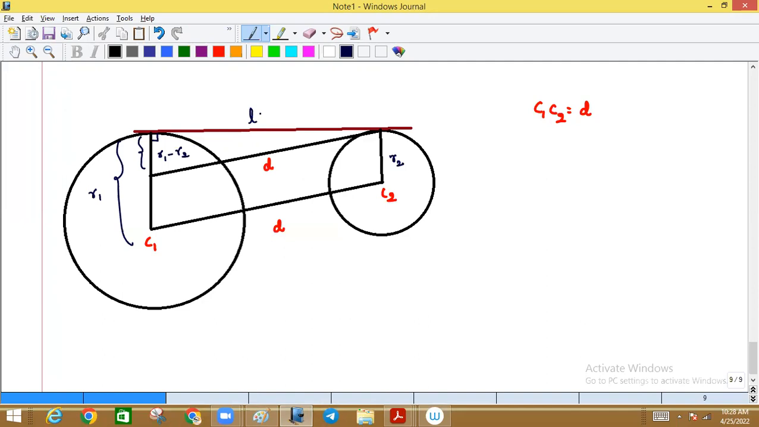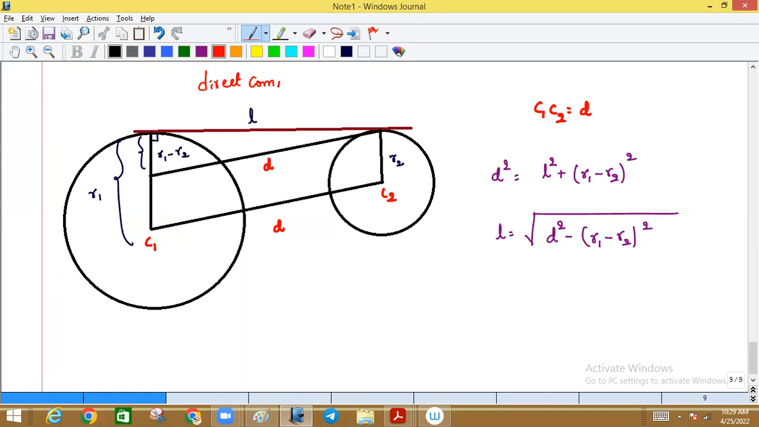Length of tangent is L. Now look at the right angle triangle formed there. What is opposite to 90 here? It is D. So what is the formula? I would say D square is equals to L square plus R1 minus R2 whole square. Therefore, what is L? L is under root of D square minus R1 minus R2 whole square. You understand that point? So what is the length of direct common tangent? This one is direct common tangent. Length of direct common tangent L is equals to under root of D square minus R1 minus R2 whole square. What is D there? D is the distance between the centers.